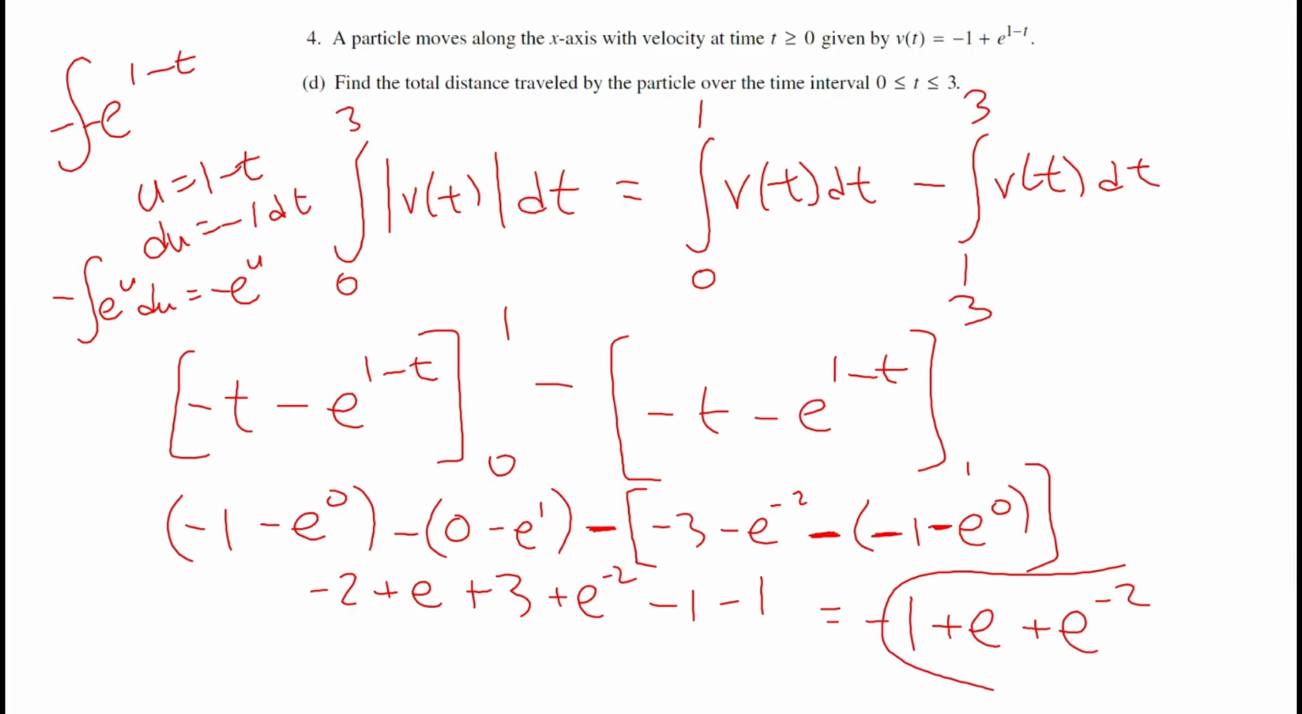And we got a total of 4 points for part D here. You got 1 point for having the right limits here.